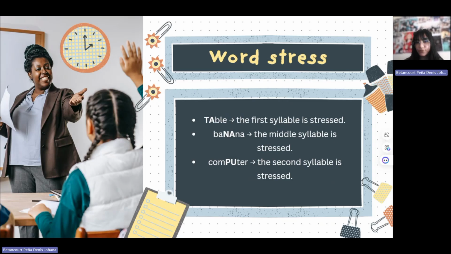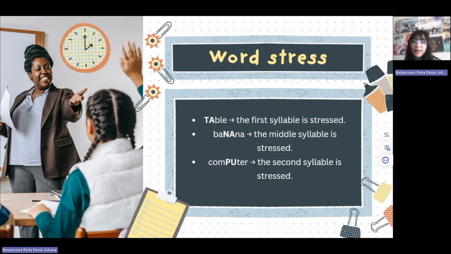For example, we have the first one, that is table. You can notice that in the first syllable, it is the stress. Table sounds a bit louder, a big table. And then we have the second example, that is banana. When you pronounce it, it sounds like ba-na-na. The first na, you have to say it a little bit louder, banana. That is the middle syllable, okay?